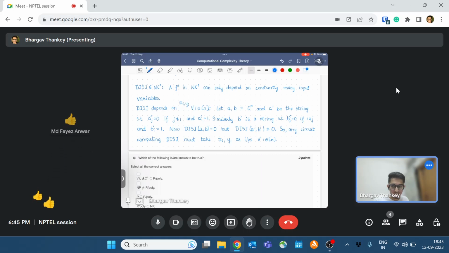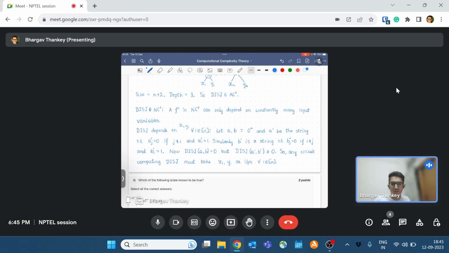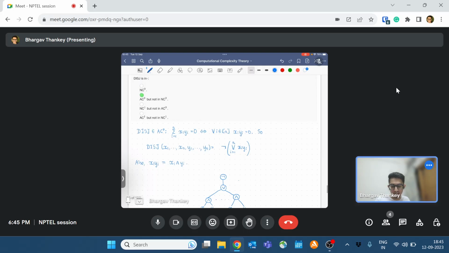Yeah. So in particular, any circuit computing disjoint must take at least all of these as inputs, right? But in that case, it cannot have constant depth if we restrict all the gates to have fan in two, right? So no constant depth circuit whose gates have just fan in two can compute disjoint, and so disjoint is not in NC0. And this shows that the correct option is AC0 but not in NC0. Is this fine?